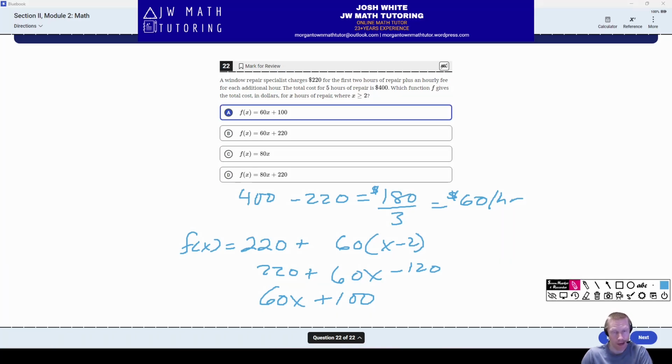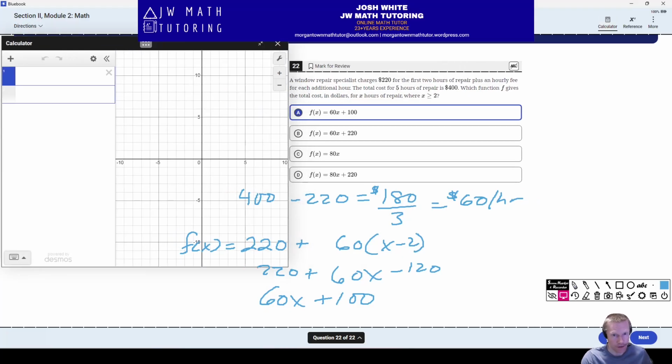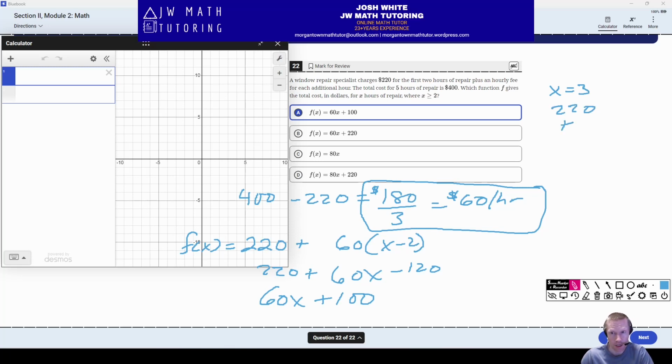Now, here's how you could do this by back solving. Basically, I would go to a calculator, Desmos, or if you have a handheld, that's fine too. And I'd say, okay, first you do have to figure out this part right here. So you do have to figure out that it's $60 per hour after the first 2 hours. So then what I would say is, okay, let's say a job is going to be 3 hours. Okay, so X is going to equal 3. The total cost should be 220 plus 60, therefore $280.